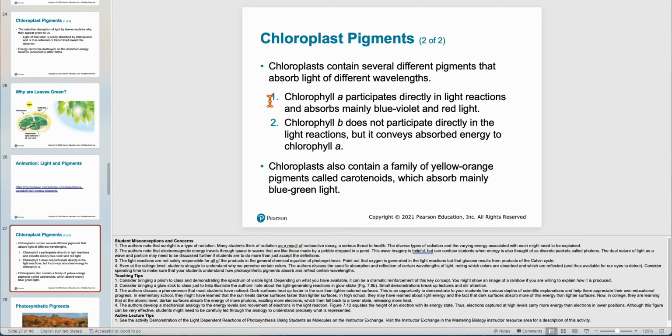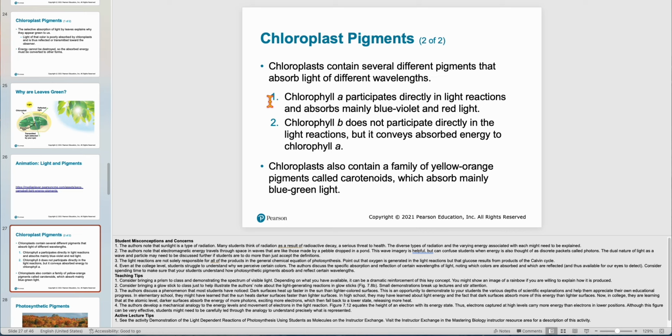Let me read it to you for the audio sake. It says chlorophyll A participates directly in the light reaction and absorbs mainly blue, violet, and red light. Notice not green, because remember we said green would be reflected back and no use to the plant. So it's always going to be on both sides of the spectrum, the blue-violet and the red area, not the green.